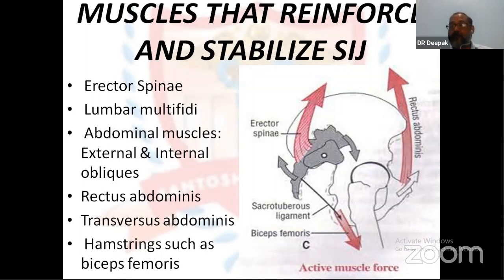When you rehabilitate an SI joint pain patient, or you rehabilitate back pain, you must focus on these muscle groups. Without the strengthening and balancing of these muscle groups, the pain never goes. So these muscle groups are very important, and you should look after these muscles.